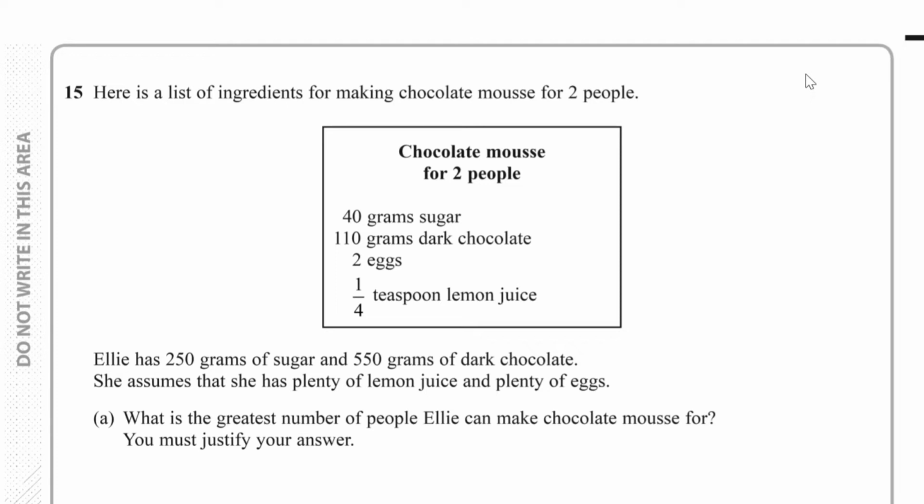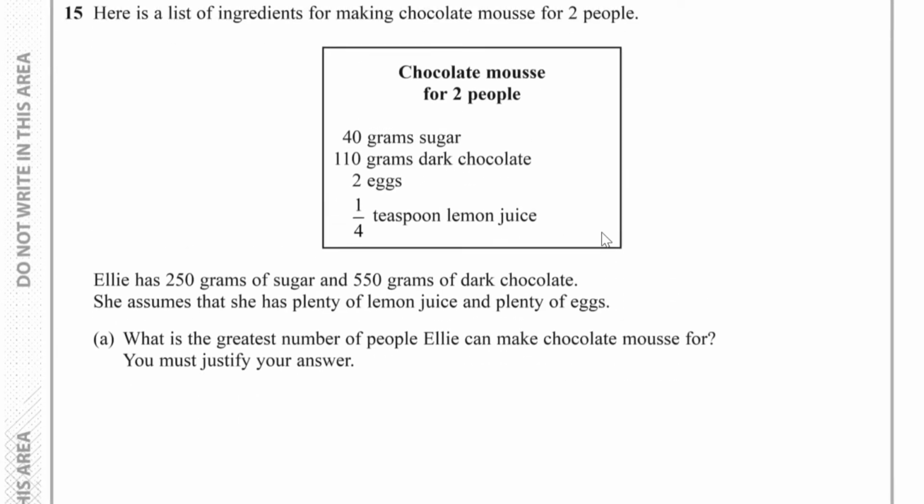Question 15. Here's a list of ingredients for making chocolate mousse for 2 people. We require 40 grams sugar, 110 grams dark chocolate, 2 eggs and a quarter teaspoon of lemon juice. Ellie has 250 grams of sugar and 550 grams of dark chocolate. She assumes that she has plenty of lemon juice and plenty of eggs. What is the greatest number of people Ellie can make chocolate mousse for? You must justify your answer.